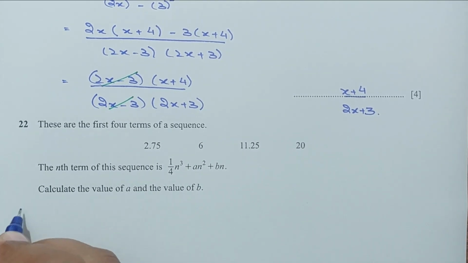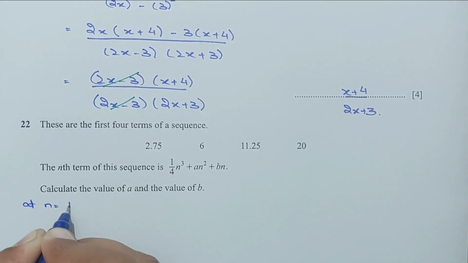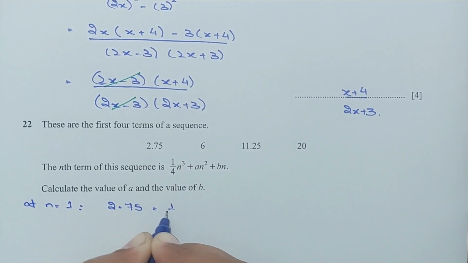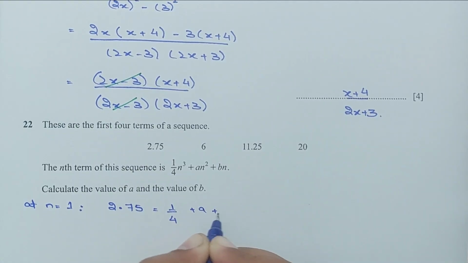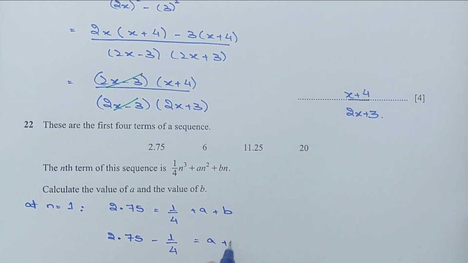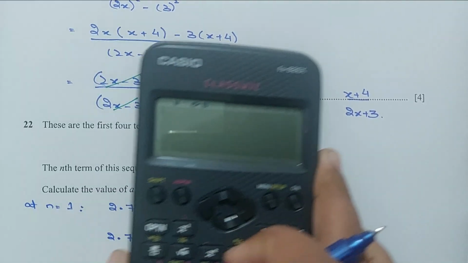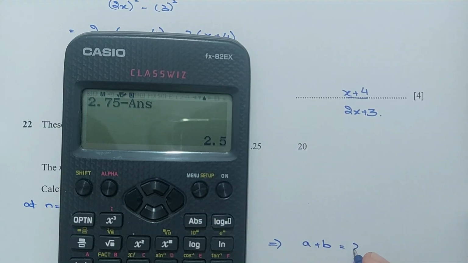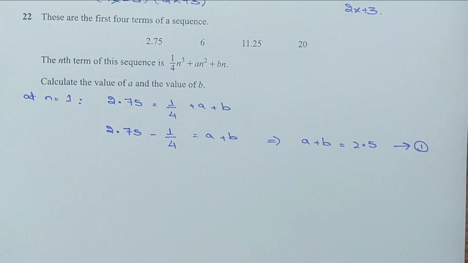Okay, at n equals 1, we have the first term, which is 2.75, and this should be equal to 1 by 4 plus a plus b, right? So we have 2.75 minus 1 by 4 equals a plus b, and from here we have a plus b equals 2.75 subtract 1 by 4, the answer is 2.5. This is my first equation. Because we have to solve two unknowns, we need two linear equations, right?